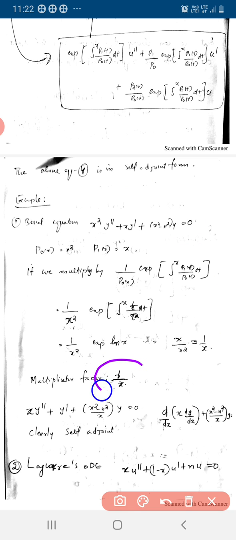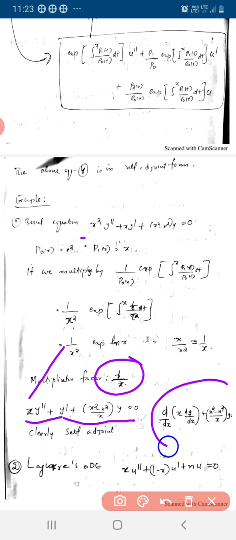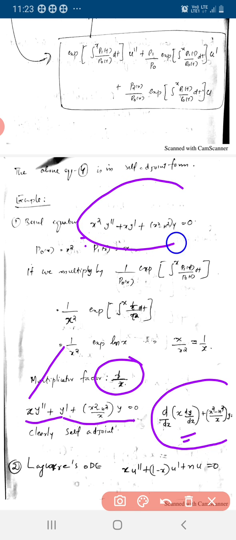So if I multiply with 1 by x, I will be getting here x y double prime plus y prime plus x square minus n square by x y equals 0. Clearly this is self-adjoint. See, here P0 of x is x, P1 of x is 1, so clearly self-adjoint. And the self-adjoint form is this: d by dx of x dy by dx plus x square minus n square by x y equal to 0. So what we have seen is that the Bessel equation, which is in non-self-adjoint form, has been transformed into self-adjoint form.